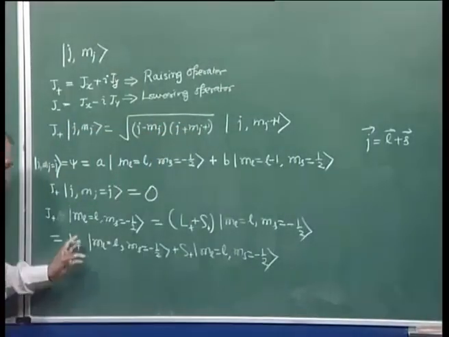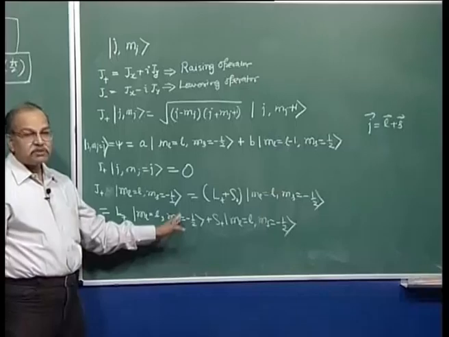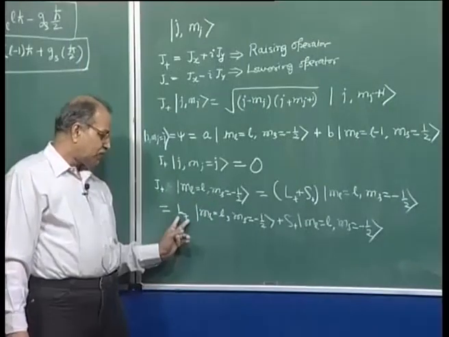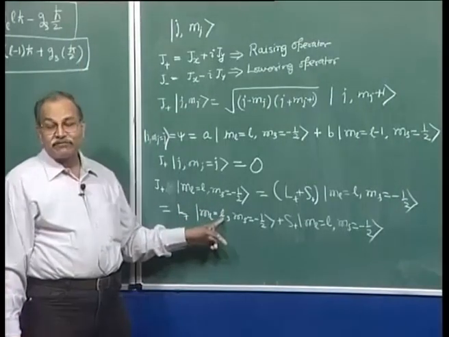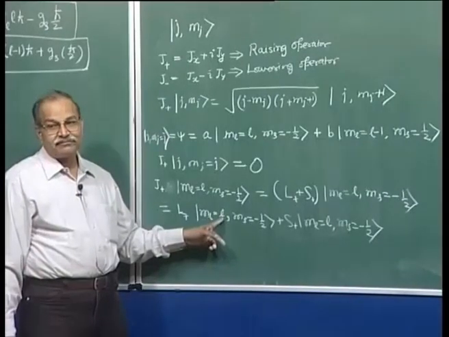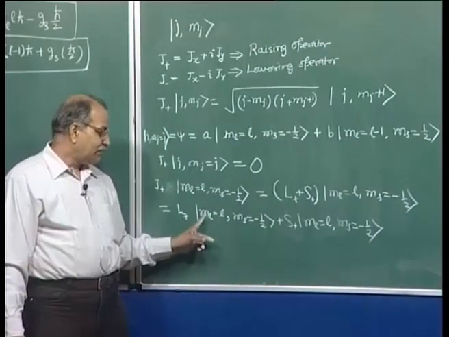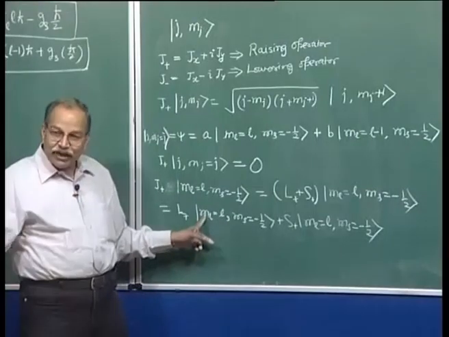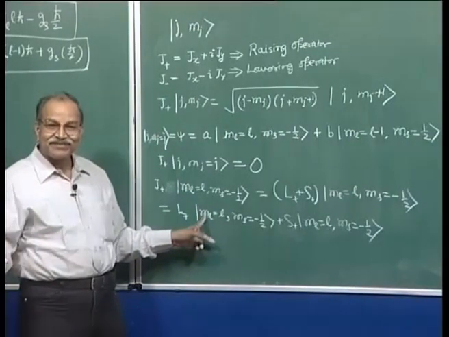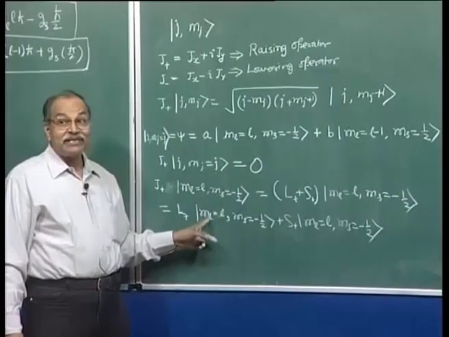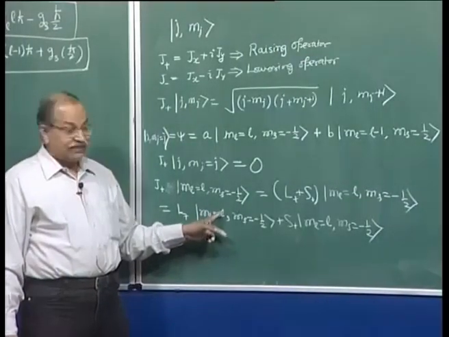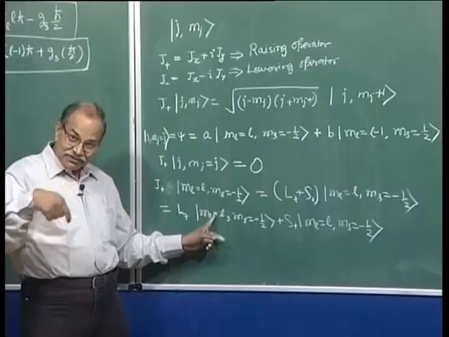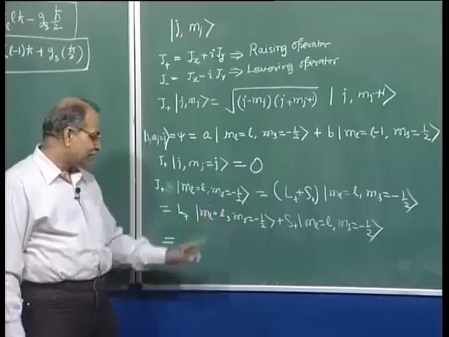Okay. L plus will do nothing to the spin part, but L plus will apply on this. L plus applied on ML equal to L, what should it give? ML can take values from plus L to minus L in steps of 1, and this is ML equal to L, already at its highest value, and then you are trying to raise. L plus operating on this should give you 0, right. So this part is 0.